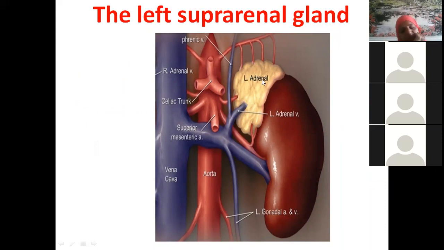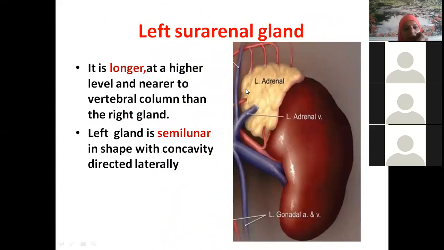What is the shape of left suprarenal gland? I told you. Semilunar. Very good. Okay. Now it is actually longer and at a higher level and near to the vertebral column than the right gland. Why is the right suprarenal gland a little lower in position? Can you tell me? Liver. Yeah, because on the right side we have liver. Very good.